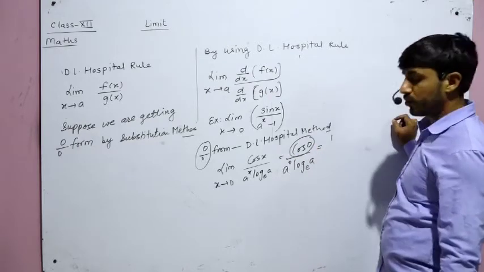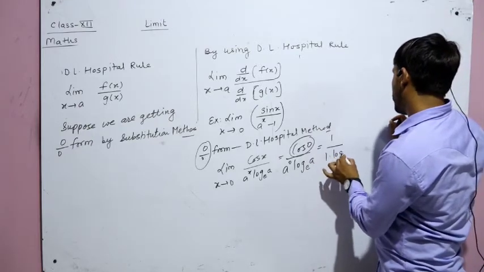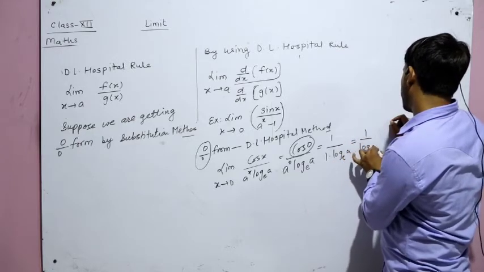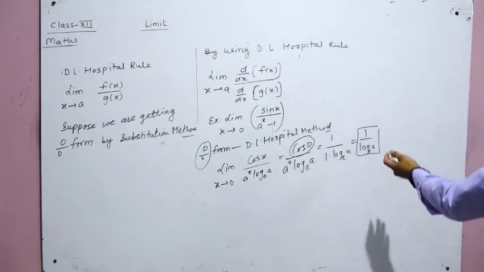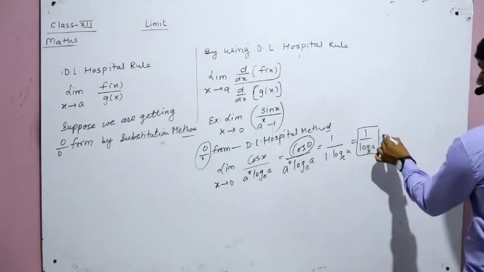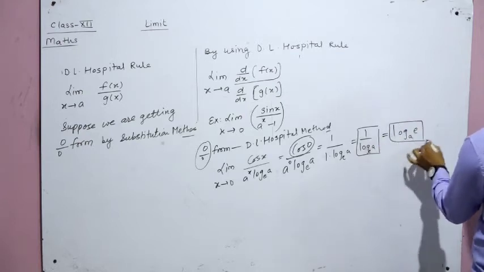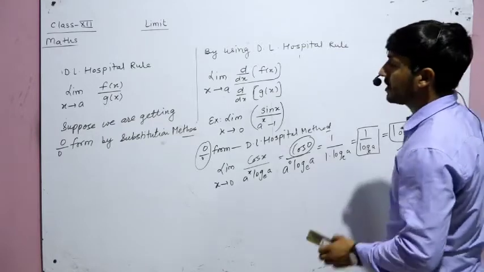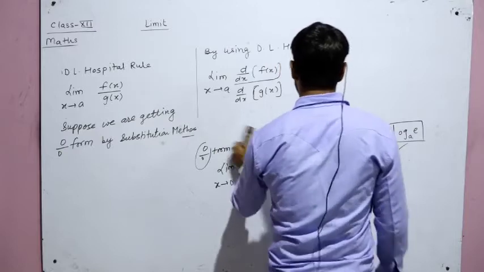The value of cos 0 is equal to 1, that is divided by a to power 0 is equal to 1, and we have log e of a, and we can say 1 upon log e of a. And if we want to apply another logarithmic property, then we can write it as log a of e. We will discuss this later, but you have to remember this thing.